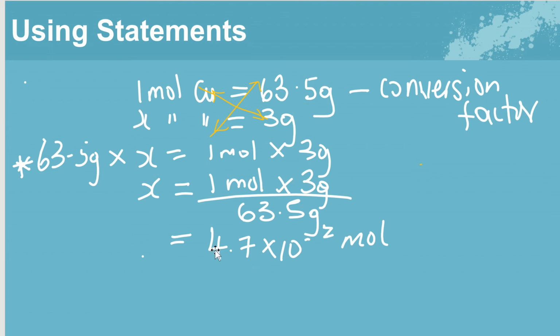So here we have the value of the moles, which is 4.7 times 10 to the minus 2 moles. So what we're seeing here is that 1 mole of copper is equal to this amount of grams. So if we have 3 grams of copper, then we clearly would have less than 1, significantly less than 1 mole. And that's what we're seeing here in the calculation.